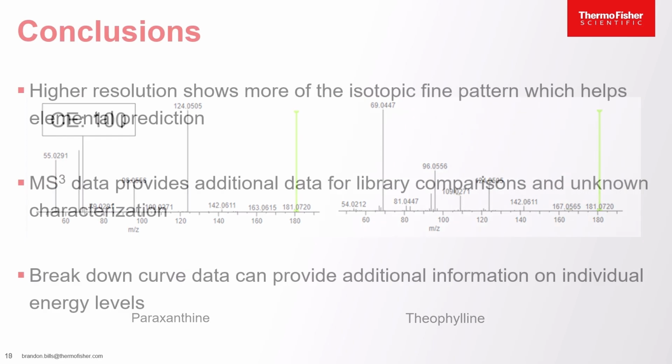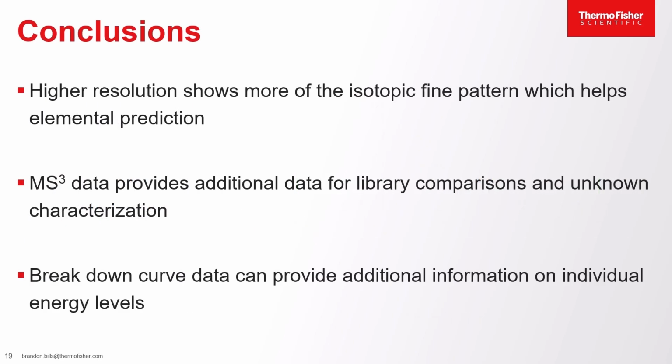So, in conclusion, higher resolution gives you more of your isotopic fine pattern, which helps in your elemental prediction. MS3 data provides additional data for library comparisons, as well as unknown characterization through FISh scoring. And breakdown curve data can give you some additional information that isn't captured strictly through stepped collision energy.